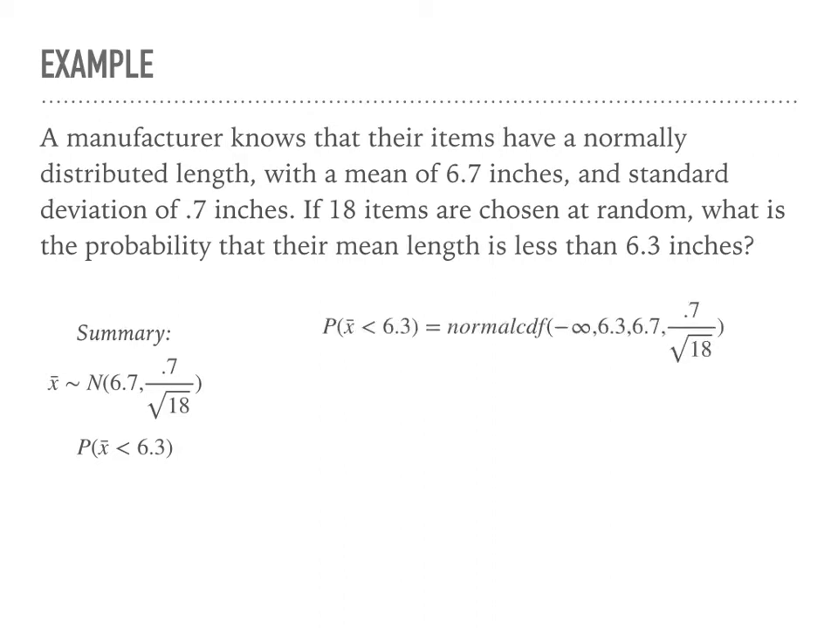So we're using normal CDF. Our lower bound is negative infinity. The upper bound is 6.3, the mean is 6.7, and the standard deviation is 0.7 divided by the square root of 18. Now you can actually type this in there just as we have it here, except for the negative infinity, typing the negative 1 EE99. But the 0.7 over the square root of 18, you can actually type it in as that. You don't have to simplify it before typing it in. You're going to end up with the probability that the sample mean is less than 6.3 is equal to, rounding to 3 decimal places, 0.008.